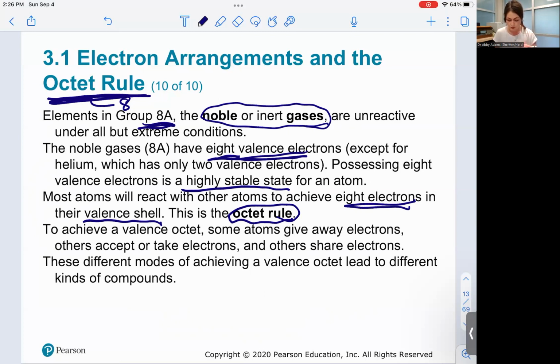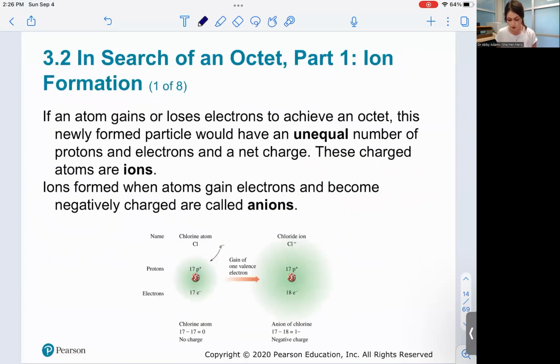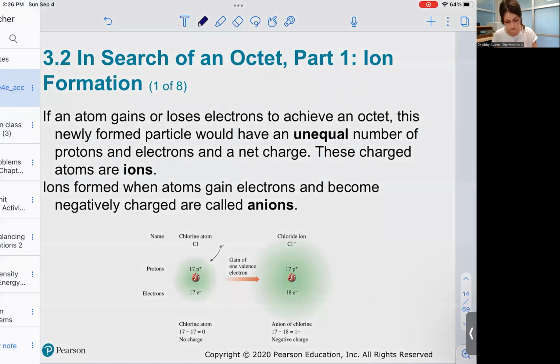Okay, so how are they going to do this? How are they going to become an octet as far as their electrons go? Some are going to give away electrons, some are going to take, some are going to share electrons. All right, so those are different ways of achieving valence and achieving the octet status that they're all going for. And whenever trying to reach this status, we're going to form different kinds of compounds. Okay, and so we're going to solve some problems before we get into 3.2.